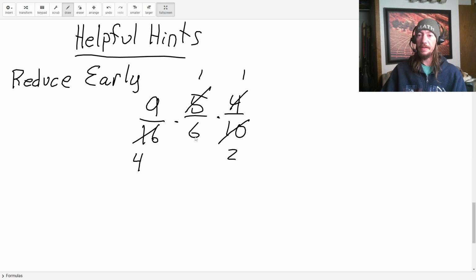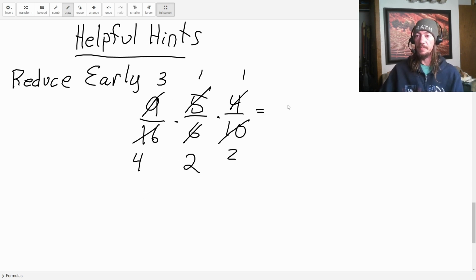What's the common factor of 9 and 6? 3 is a common factor, so I divide both of these numbers by 3. 9 divided by 3 is 3. 6 divided by 3 is 2. So look what we've done.